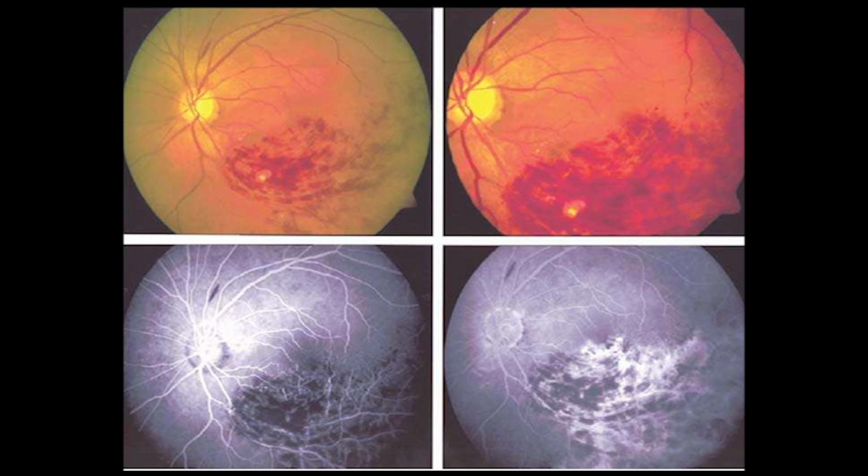Right, this one's way more subtle. What points us to BRVO? We'll see how the hemorrhages are just in one spot. They follow the path of a retinal vein branch, that localized pattern. That's a key difference between BRVO and CRVO.